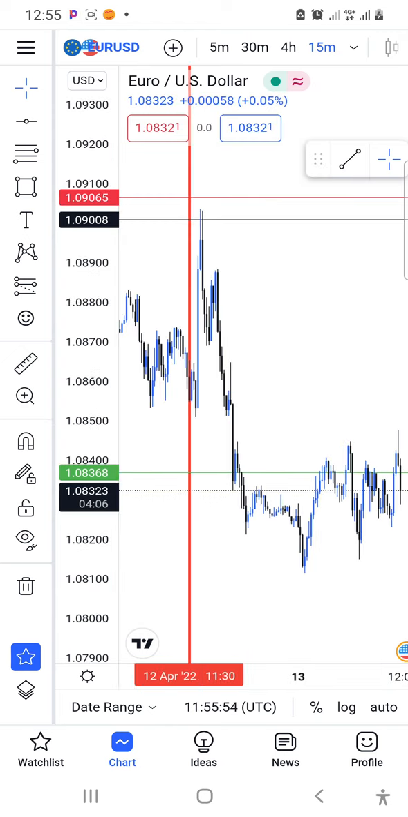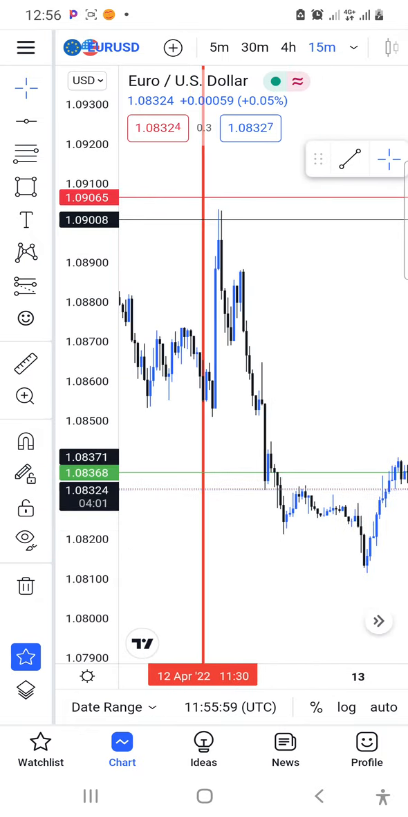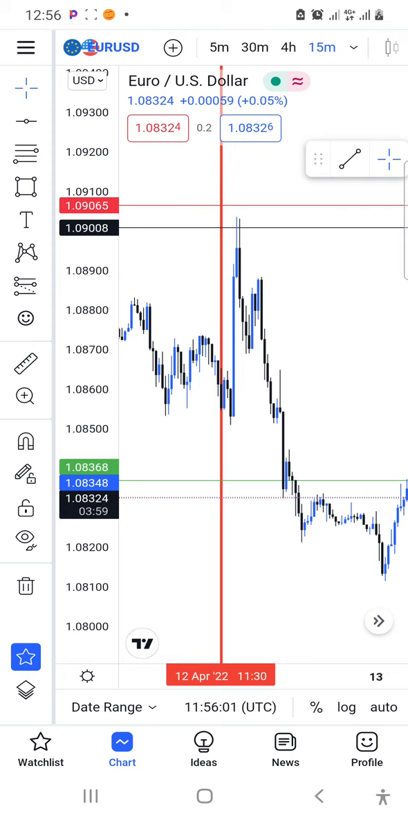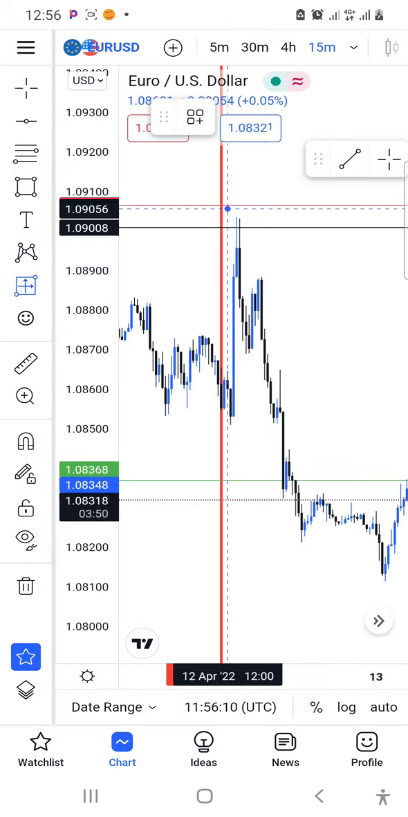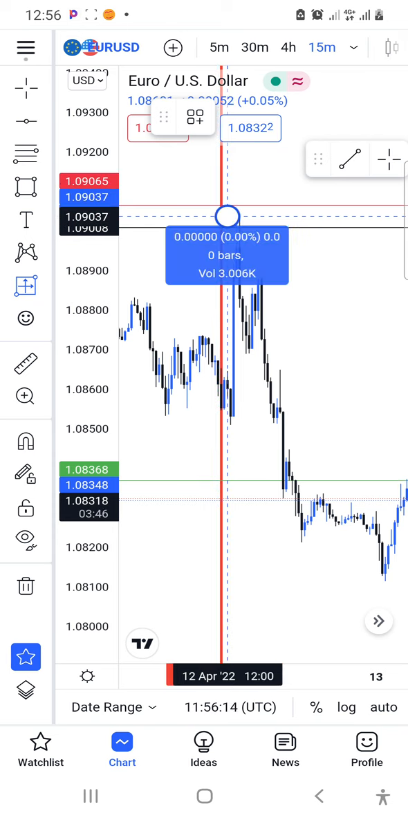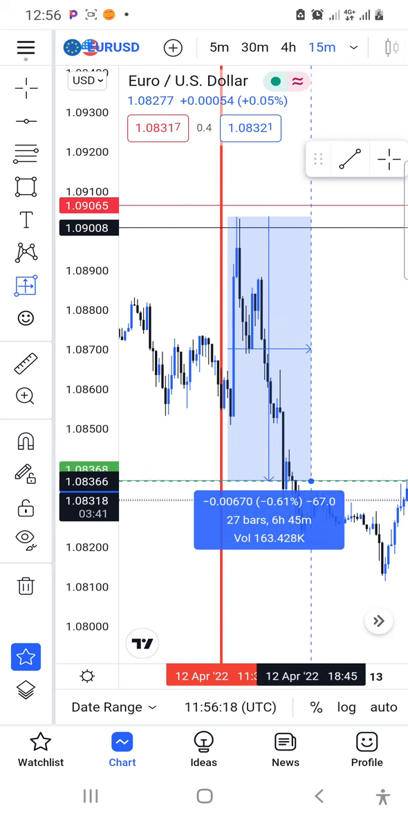So look at this now. All this move happened. Let me tell you how long it happened. So that's for a short position. Now, date and price range. So let me show you something now. All this move happened in just 6 hours 45 minutes. So 62 pips.